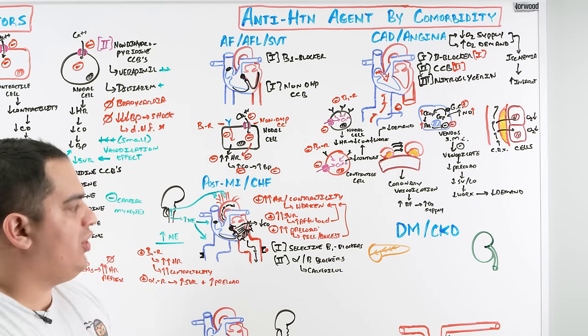If the patient comes in with a blood pressure greater than 180 over 120, and they have any of these findings, they now have a hypertensive emergency. And these patients need to be treated quickly. What we want to do is take the blood pressure of greater than 180 over 120, and slowly titrate that down.